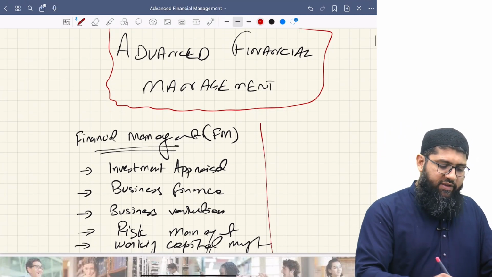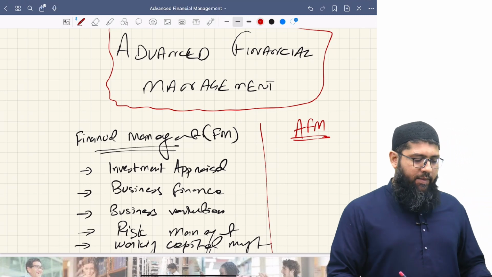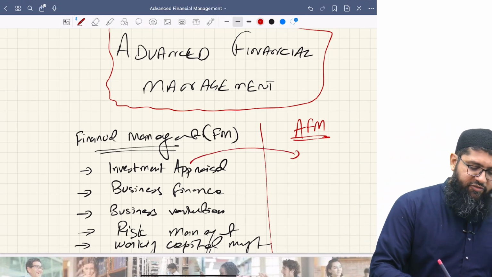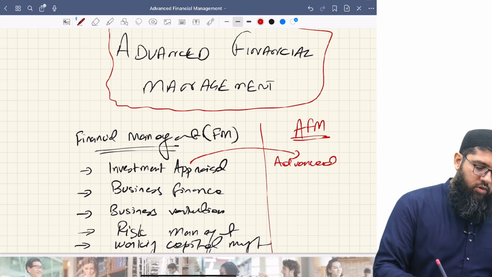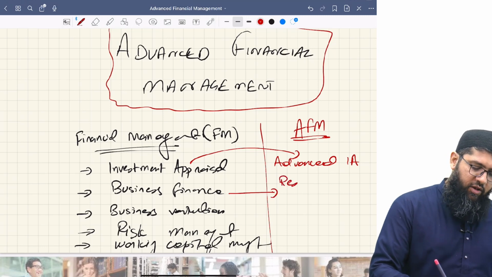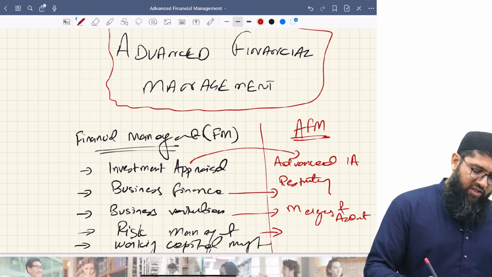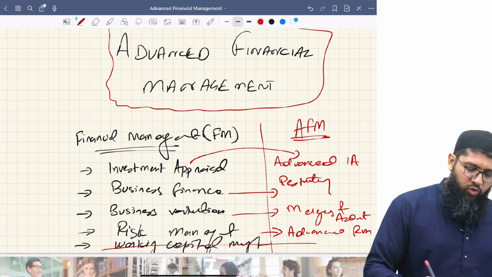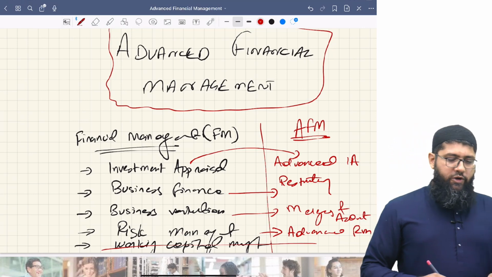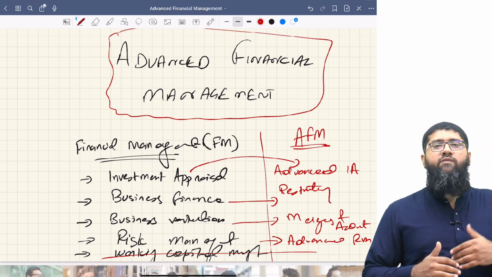When we talk about the AFM examination, what you would expect is that investment appraisal is tested as advanced investment appraisal. Business finance is tested as part and parcel of restructuring. Business valuation is tested as mergers and acquisitions. Risk management is tested as advanced risk management, and there is no testing of the working capital management area. So the advanced financial management syllabus is a step up of the financial management syllabus that you have already covered.